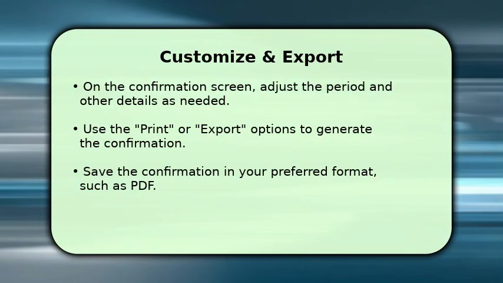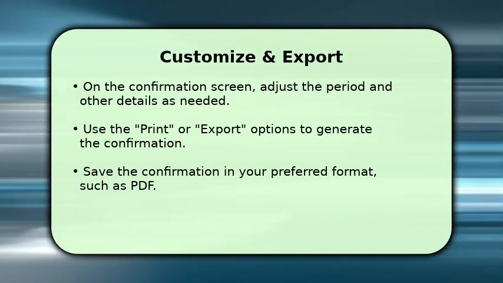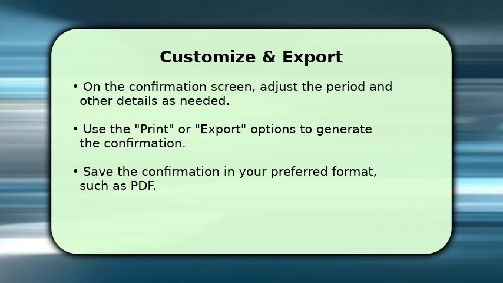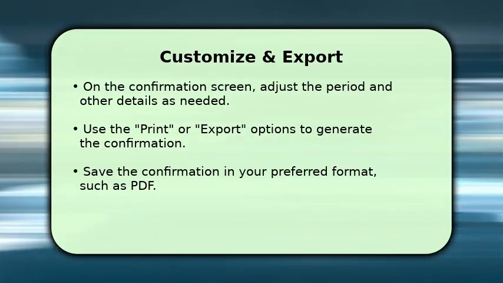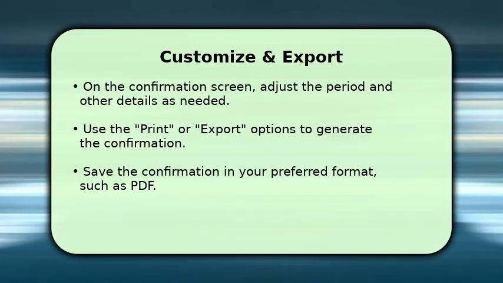On the ledger confirmation screen, you can customize the report by adjusting the period and other relevant details to match your requirements. Once satisfied with the settings, use the print option to get a physical copy or export to save it digitally. You can choose your preferred format, like PDF, for easy sharing and record keeping. This ensures your confirmation is accurate and readily available for any purpose.